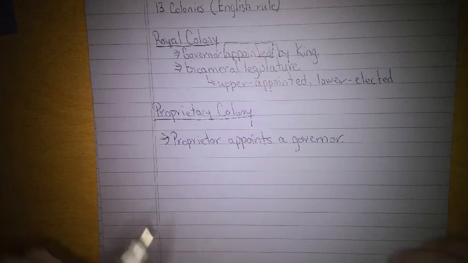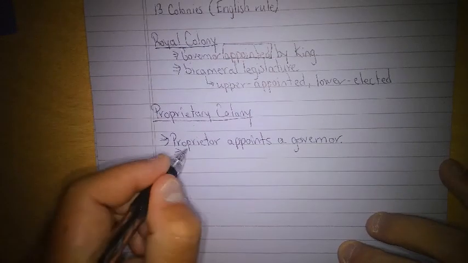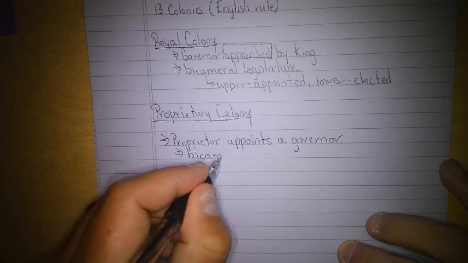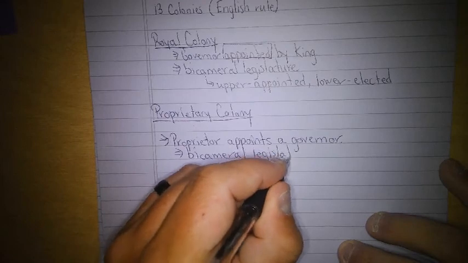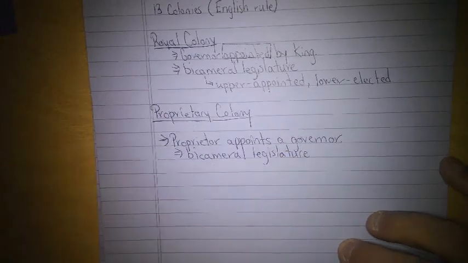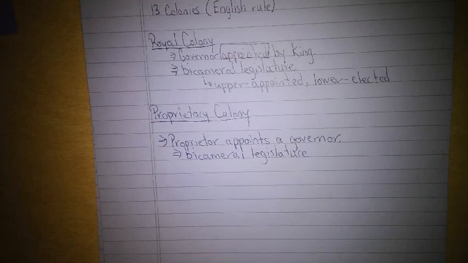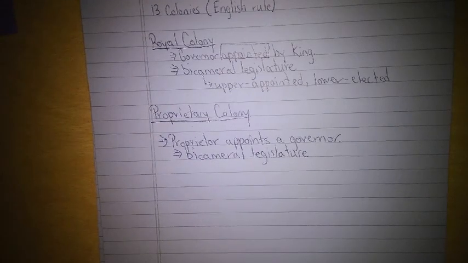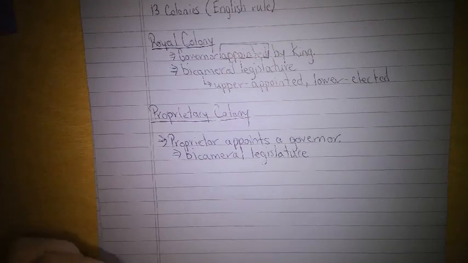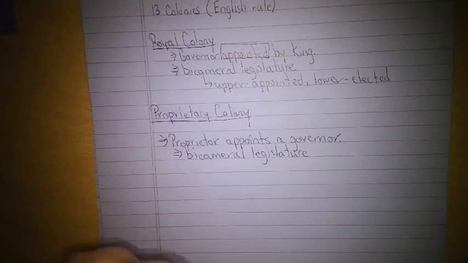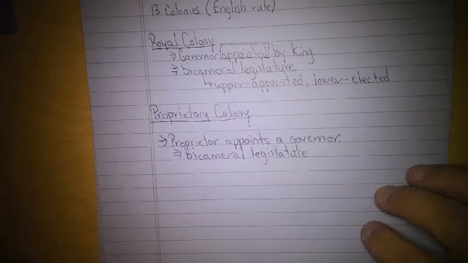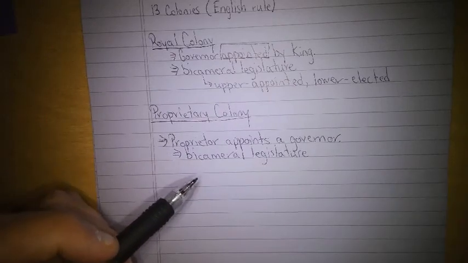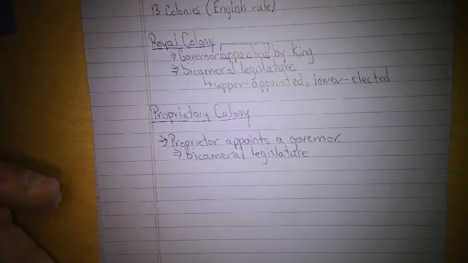So what type of legislature do we have in a proprietary colony? Unicameral or bicameral? Bicameral. We have a bicameral legislature. Now, this one does have an exception, okay? You're going to find out as we go through all three of these colonies that 12 of the 13 of them are bicameral. There is only one that is not. And the one that is not is Pennsylvania. It is a unicameral legislature. The reason they bring Pennsylvania up during this is because it is a type of proprietary colony.